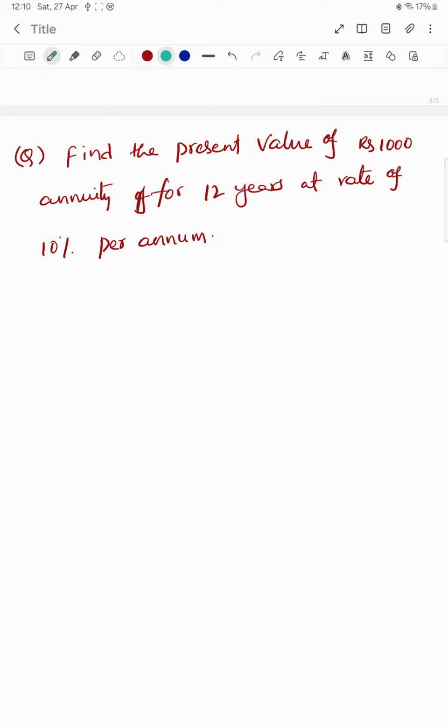Now let's work on the most important problem, that is calculating the present value of money borrowed by somebody for a particular duration of time at a particular rate of interest. So here I have taken an example to calculate the present value of a 1000 rupees annuity for 12 years with a rate of interest of 10% per annum. First of all, no need to worry about the solution of annuity questions. These are very easy and very short if you are able to remember the formula. So first of all, I will write the given data.